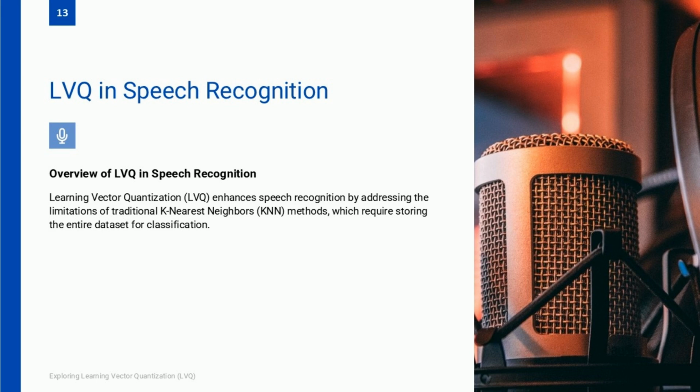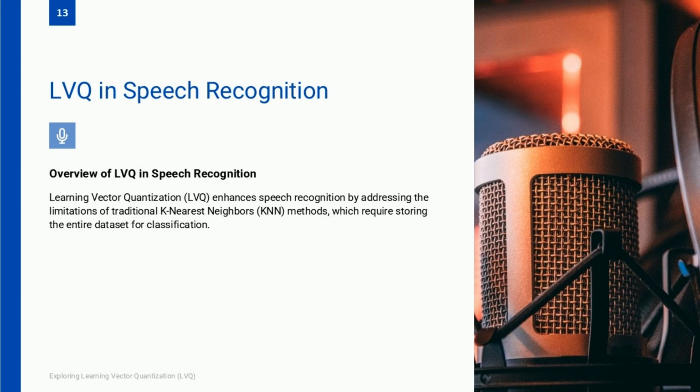Think about how kids learn to talk. They don't just memorize words one by one. They recognize phonemes, the smallest units of sound, and combine them into words. LVQ works the same way. Instead of memorizing every possible pronunciation, it learns the key sound patterns that define words. This makes it way more efficient and adaptable than KNN.